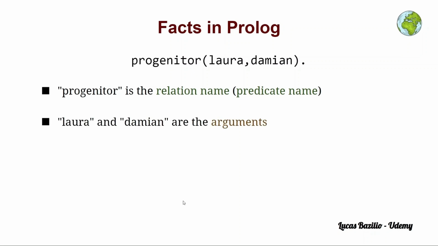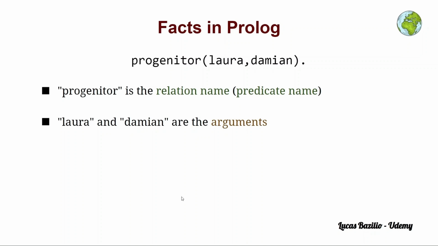Also, any fact consists of arguments. In this example shown here, we see that we have two arguments, and the arguments are Laura and Damien. Within any fact, the arguments are always inside the parentheses. Here Laura is the first argument, Damien is the second argument.